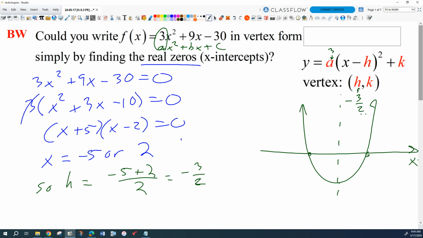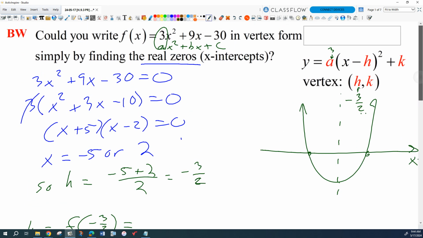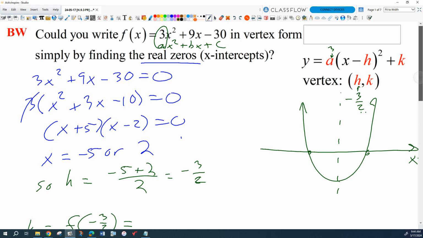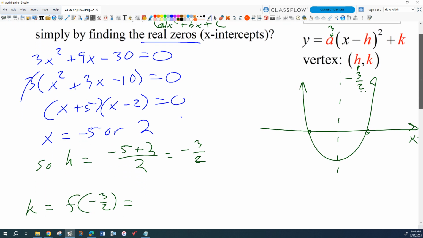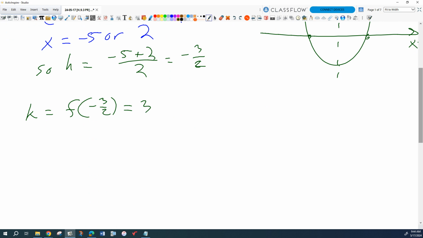How would I find k? What is k again? Y. This is the y coordinate of the vertex. So if I know an x value for any function, how do I find the y value? Plug it in, exactly. So k would just be f of -3/2. Where would I plug that in? The original function, right? Everybody see that? I'm just going to go back to the original function that we're trying to represent with a graph.